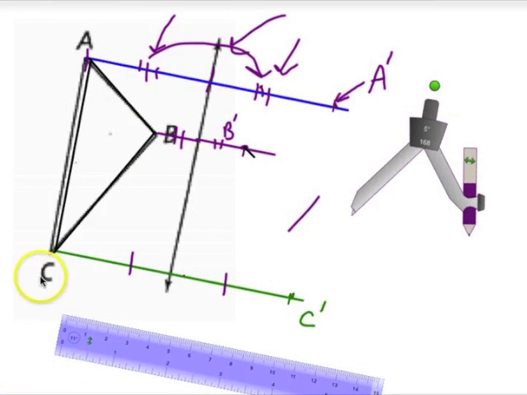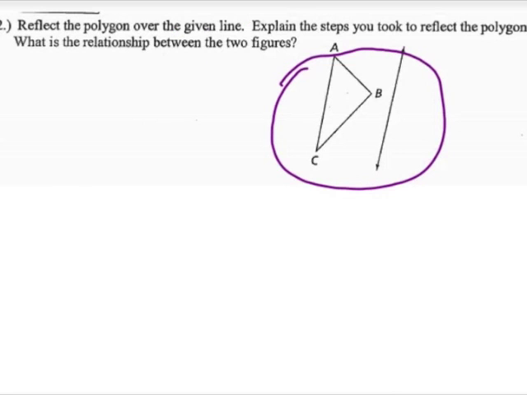So are we done yet? Well, let's go back to the previous slide. So reflect the polygon over the given line. Okay, so we've done that. Now it says explain the steps you took to reflect the polygon and what is the relationship between the two figures. So I still have to do those two things.